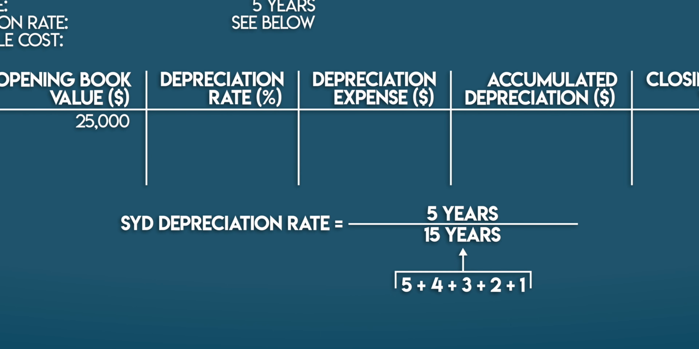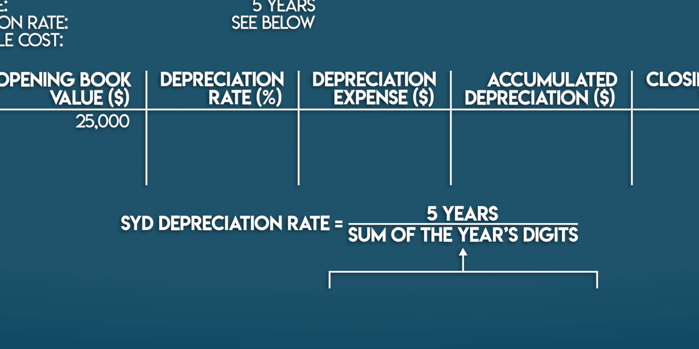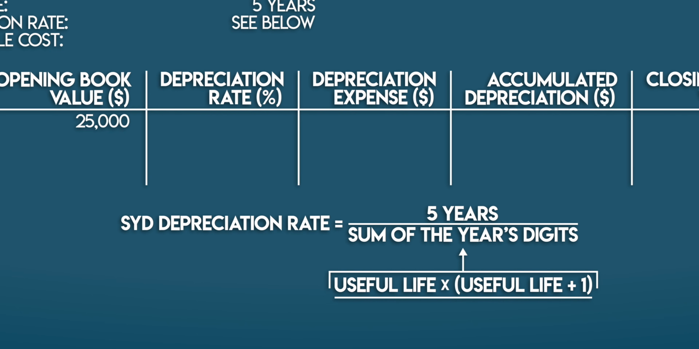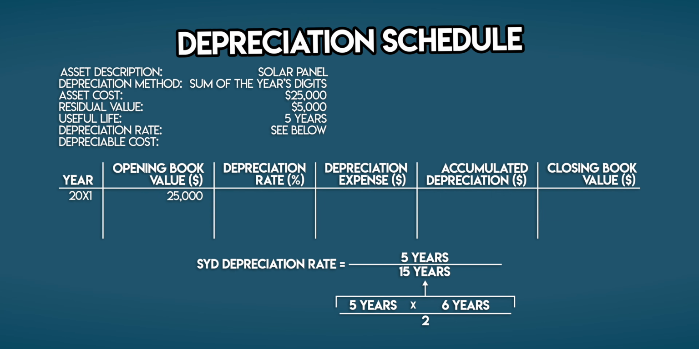Mathematicians call a series like this the sum of an arithmetic series, and they've derived a short formula that'll give us the answer every time. Sum of the year's digits is equal to useful life multiplied by useful life plus 1, divided by 2. So let's test it out. 5 years multiplied by 6 years divided by 2 gives us 15 years. Choose your method, it doesn't matter which, and let's move on.